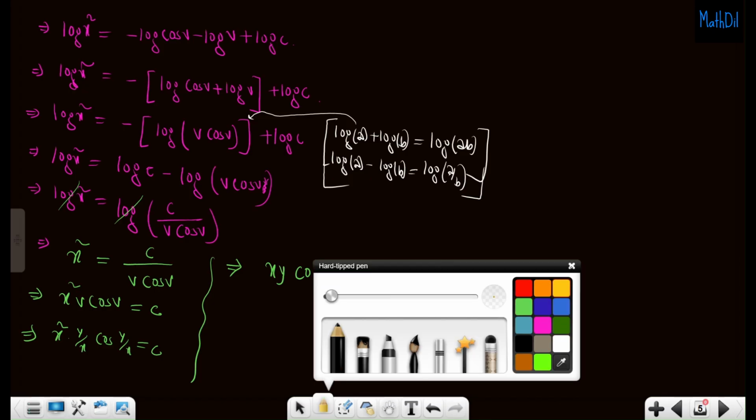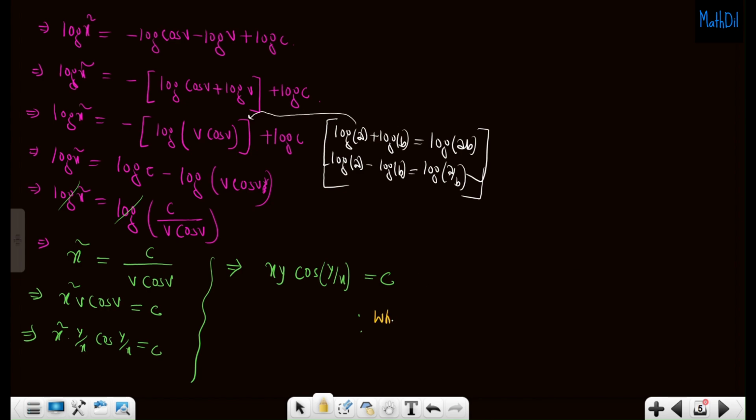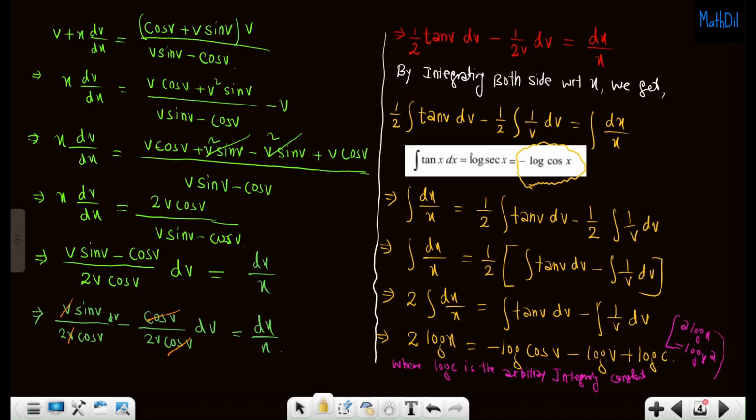Where c is the arbitrary integrating constant. And this is our answer. So this is the solution of this problem. And students, if you want, then you can solve it by using this one.